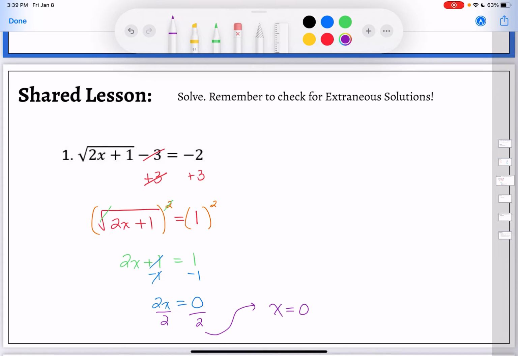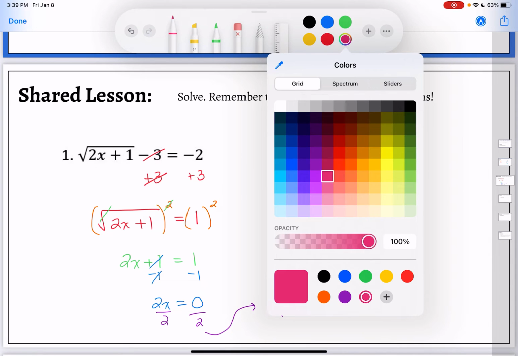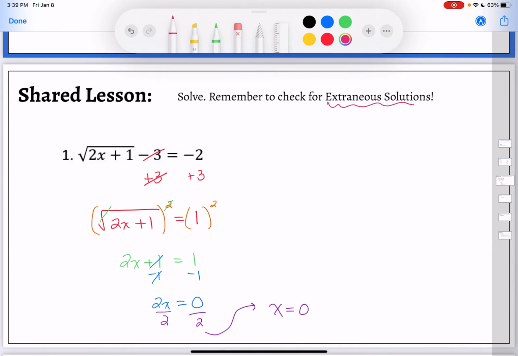Now, this is not no solution. This is 0, the number, right? So I don't know that it's a no solution necessarily. I still have to check my work to see if I have any extraneous solutions. Maybe the 0 won't work, but maybe it will. So remember, the next step in the process is to check our answer.